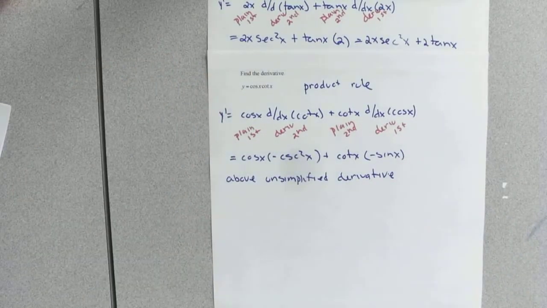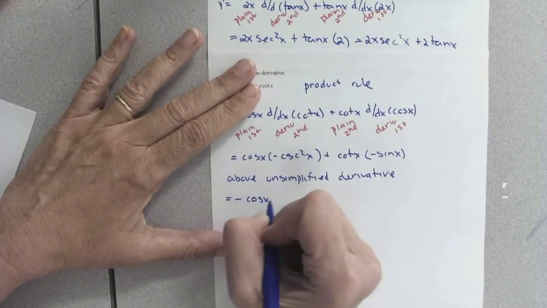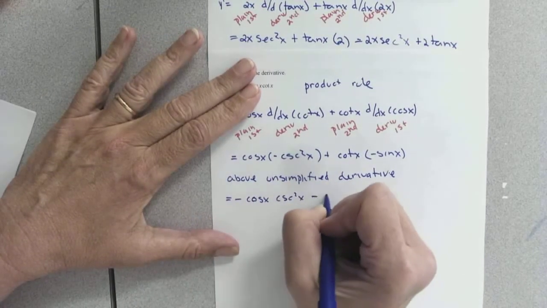Now, when there's simple trig that can simplify, that's what we're going to do. Now, first, let me just do a little rewriting, moving those negatives up to the front. They'll be a little prettier there.